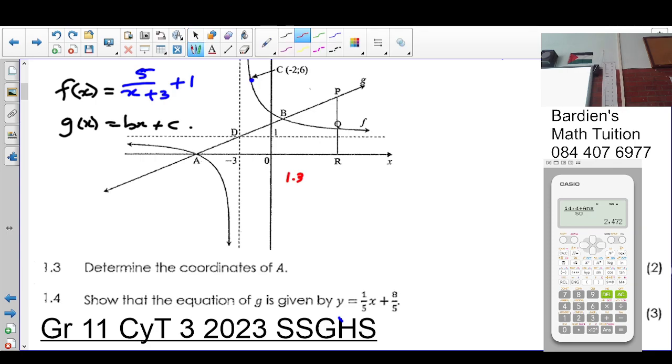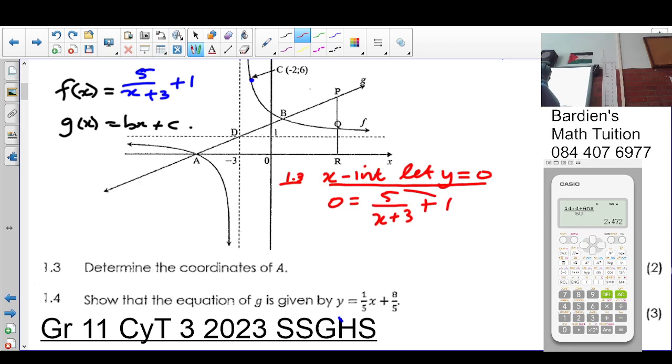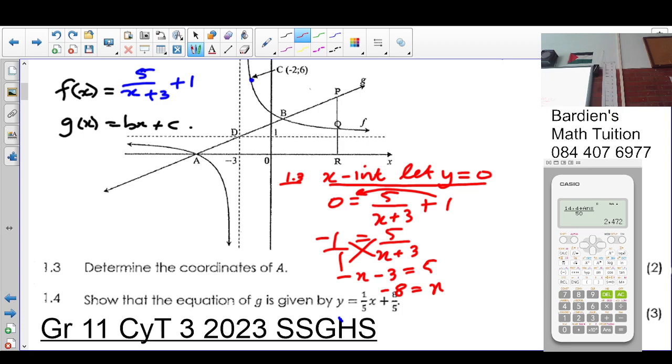So 1.3, x-intercept. What do you do for x-intercept? Let y equal to 0. So 0 is equal to, this is now for f of x, no? 5 over x plus 3, plus 1. They get over the equal sign. So negative 1 is equal to 5 over x plus 3. We cross multiply. So negative x minus 3 is equal to 5. So x is equal to negative 8. Did I answer the question? No. Therefore, A is negative 8 and 0.